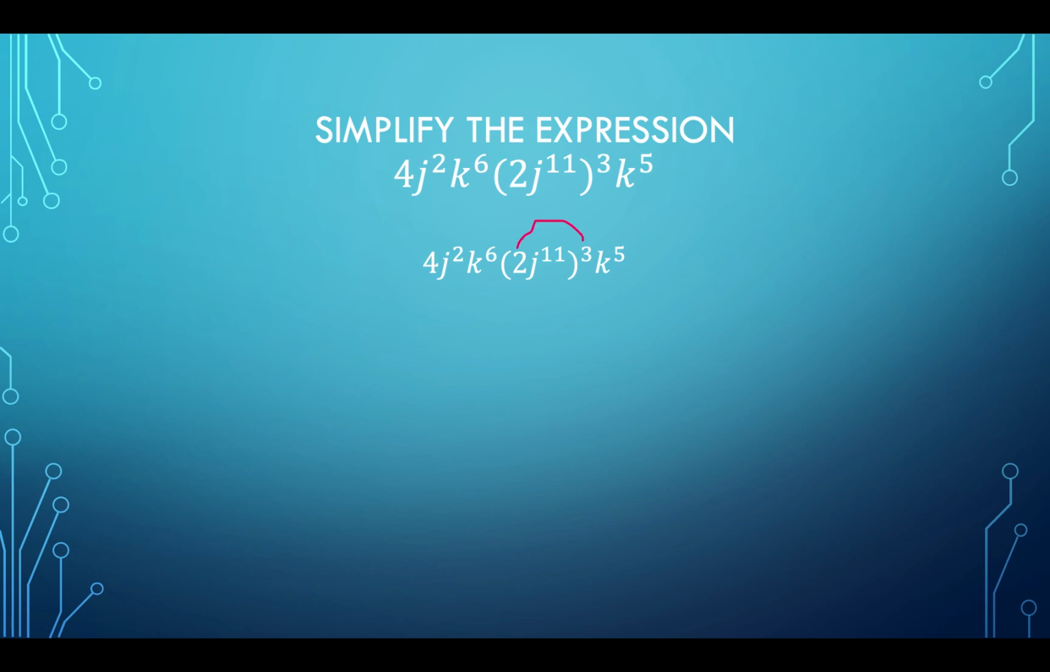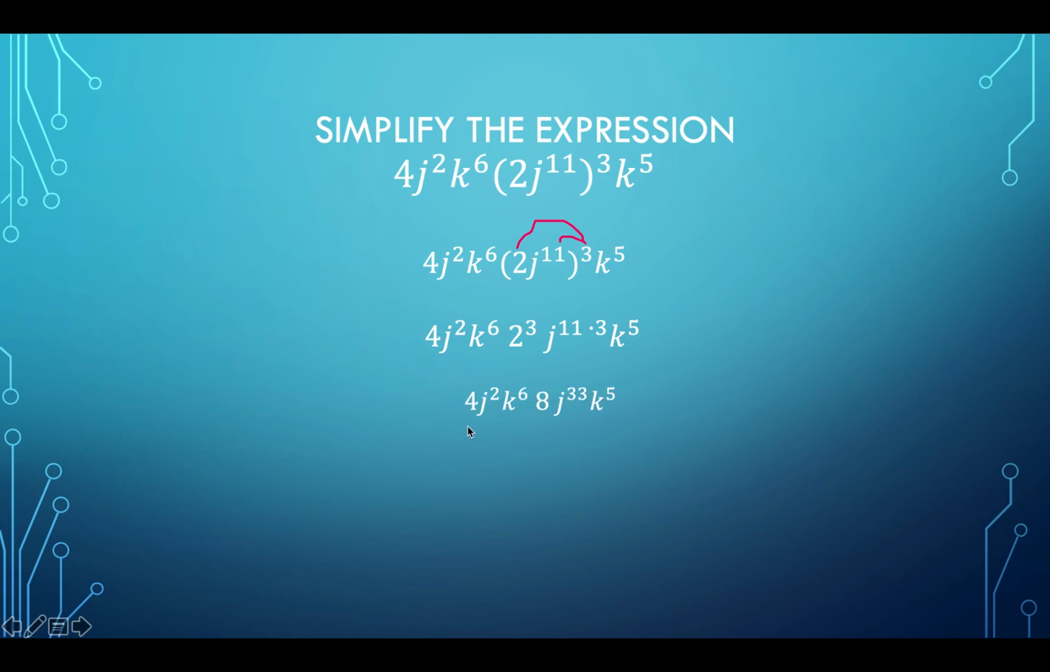So your first step is to take this 3rd power and distribute it back to everything that's in those parentheses. So now we're going to have 2 to the 3rd power and j to the 11th, and we're going to do 11 times 3. So now we're left with 4j squared, k to the 6th, 2 to the 3rd, j to the 11 times 3, and k to the 5th.